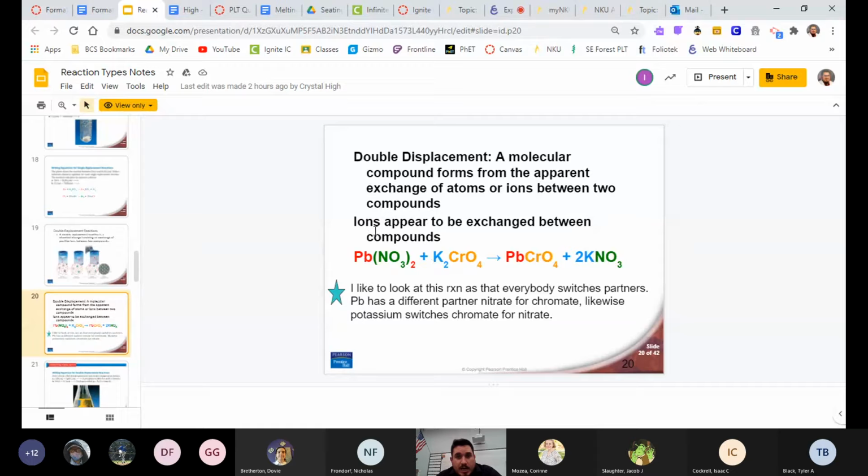And so we're going to have an ionic metal, non-metal, metal, non-metal. You know, two ionics, and the two metals here are going to switch places to go to the other compound. So the lead here, the metal, is going to go over here and bond up with this non-metal, the chromate, and then potassium is going to go to the other side and bond up with the nitrate. It looks like everybody's switching partners here, but it's really not that difficult.